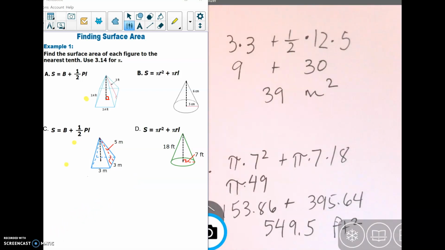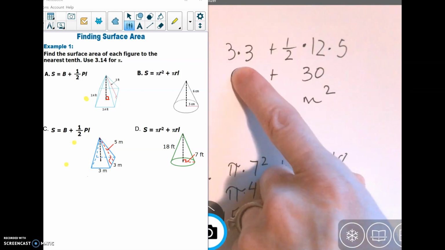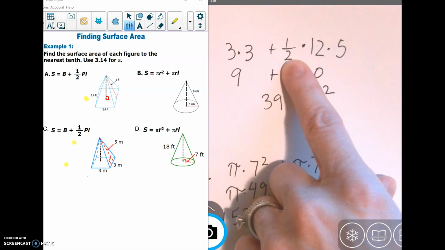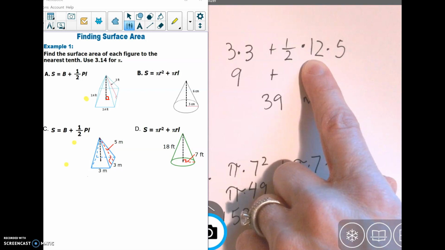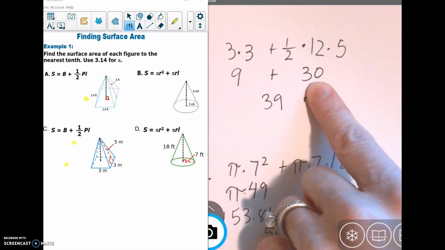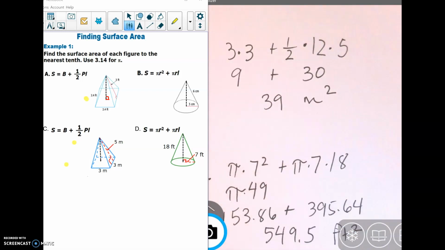Alright, so let's check back in and see if we got it correct. So this is my first one. I did area of the base, which is 3 times 3, and I got 9. Then I did the 1/2 times the perimeter of the base, which would be 3 plus 3 plus 3 plus 3, which would be 12, times the slant height, which is 5. And for that section, I got 30. 1/2 times 12 times 5 is 30. And then I added them together and got 39, and it's meters squared.